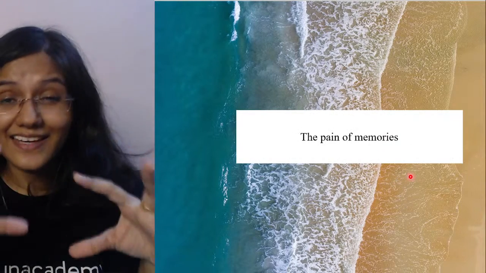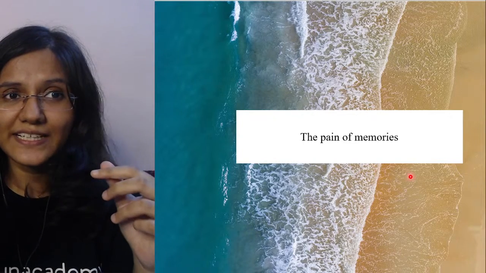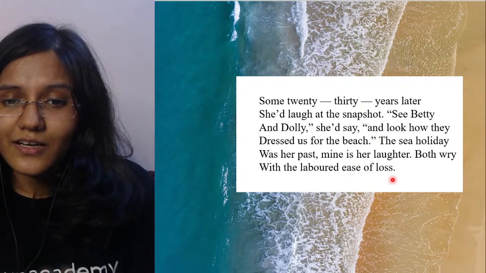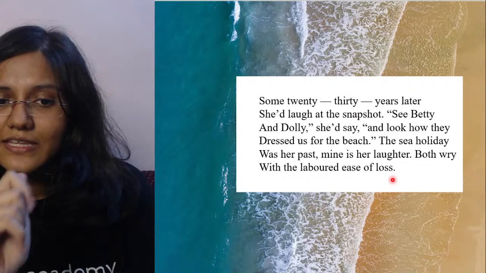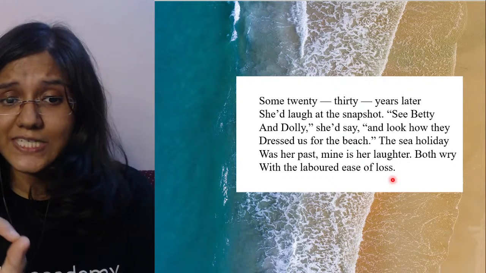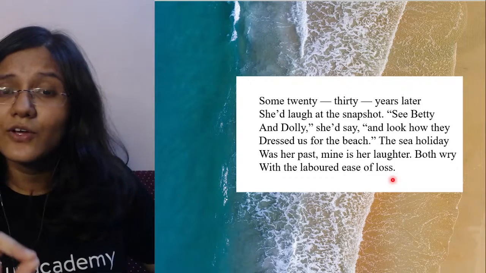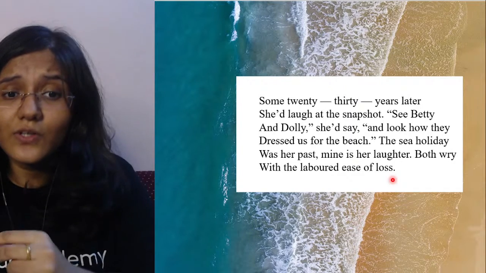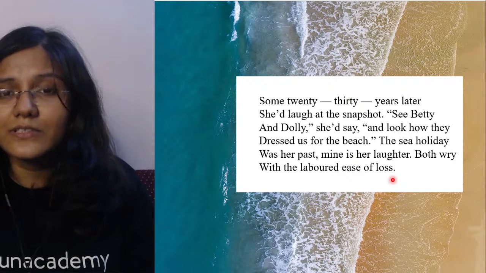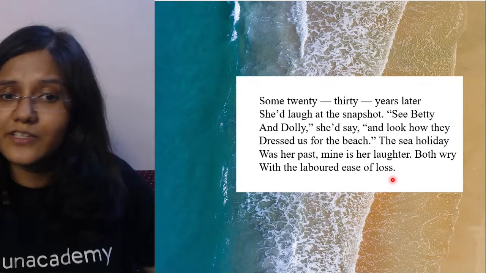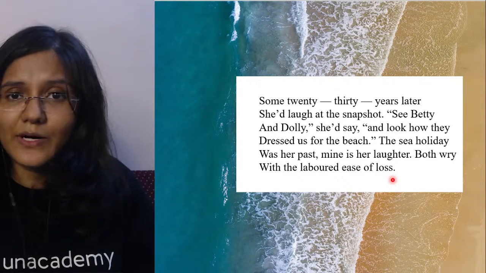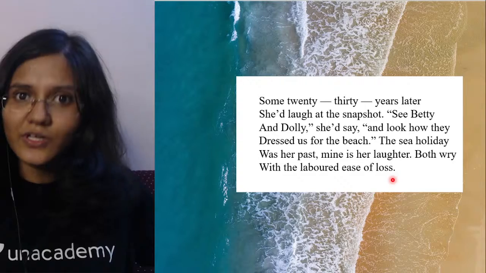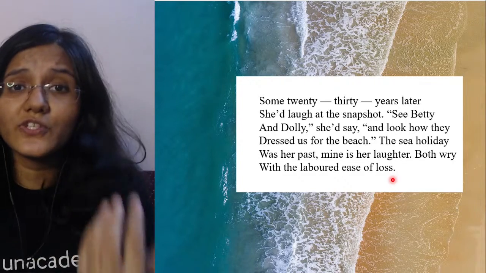And what we get, the key theme really in this verse, is the idea of how memories can be painful, right? And we get it here. The narrator says, both ride with the labored ease of loss. What this suggests, first of all, is that there is loss in remembering those past memories. There's loss for the mother and there's loss for the daughter. The loss of the daughter is just that she has lost her mother, right? She won't be able to hear her mother's laughter again. So whenever she thinks about that memory, she feels that sense of loss. And when her mother looks at the photograph and thinks about her past, the loss that she feels is the loss of her childhood.